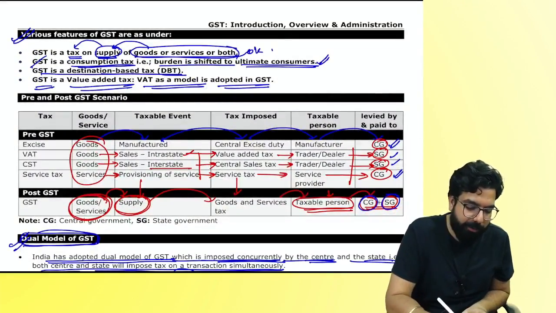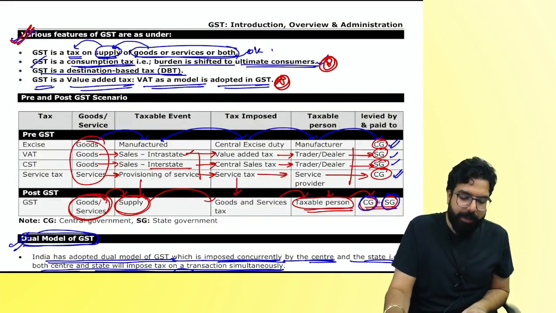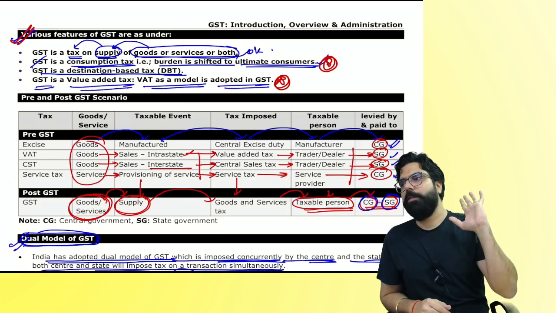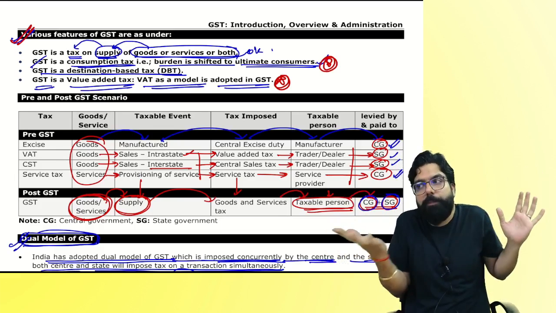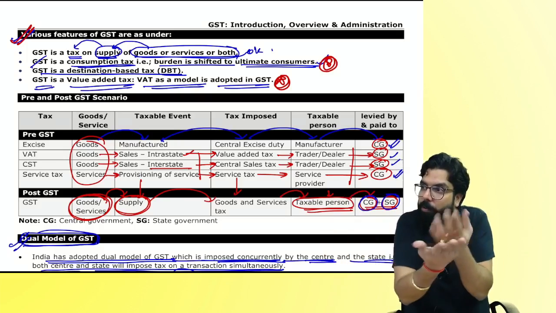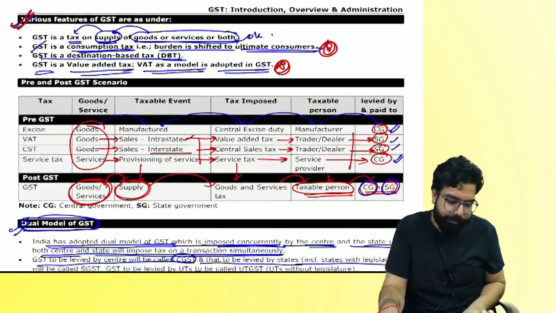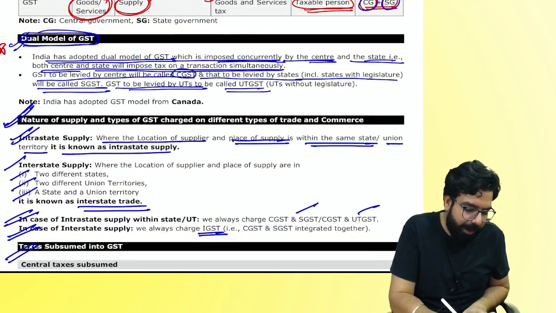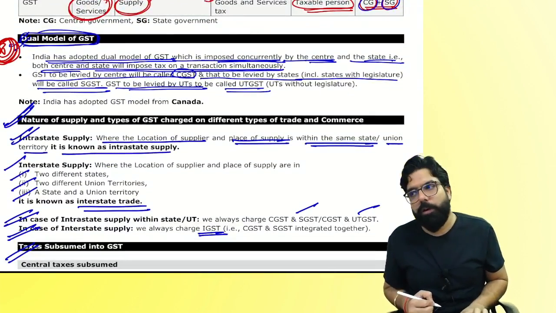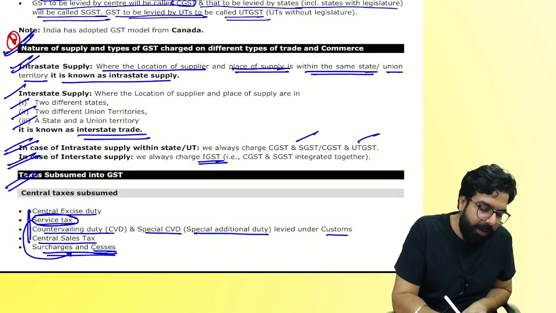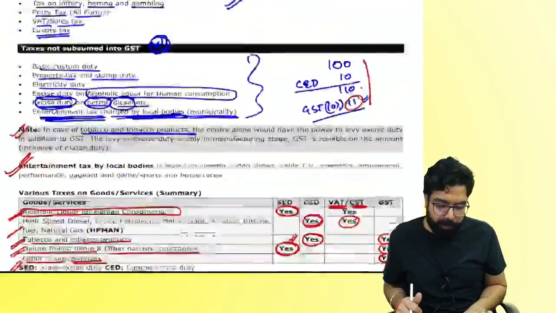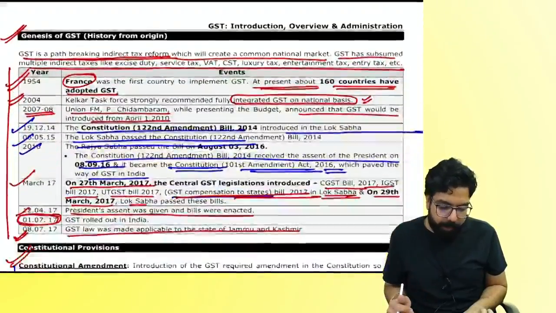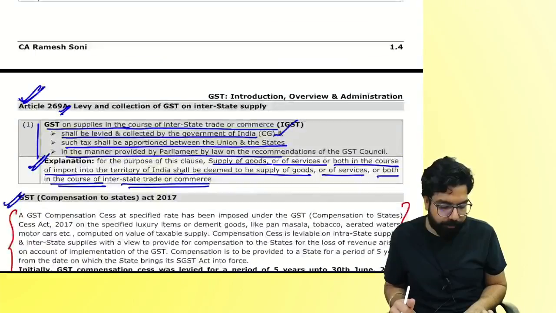I taught you about the various features. The most important point to remember is that GST is a consumption based tax, a destination based tax. GST is a VAT: input you will get, set off against output and pay only the net. This is important. India has adopted which model, everyone? Dual model. You have to remember what is intra and what is inter. Any doubt with this? History and all is okay.